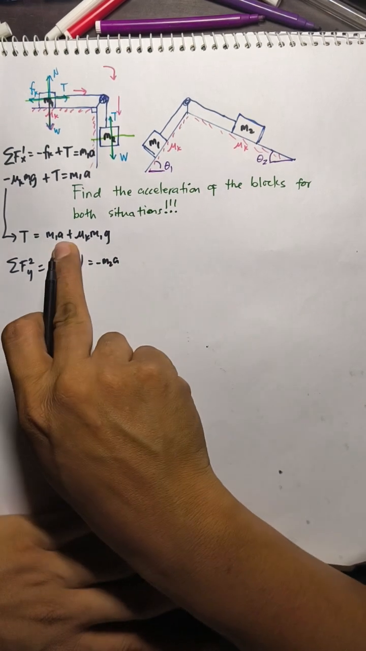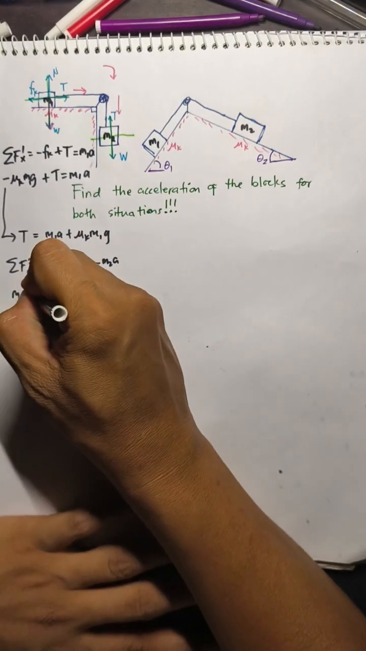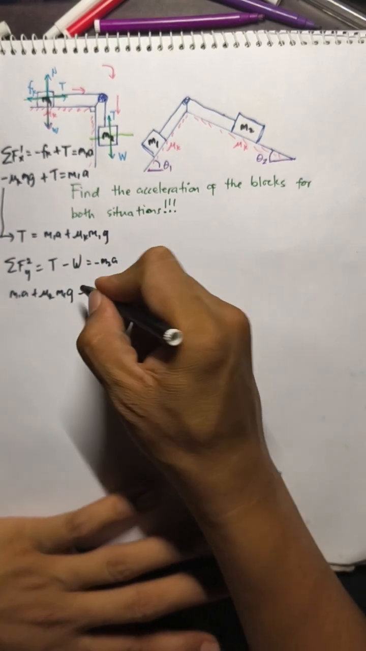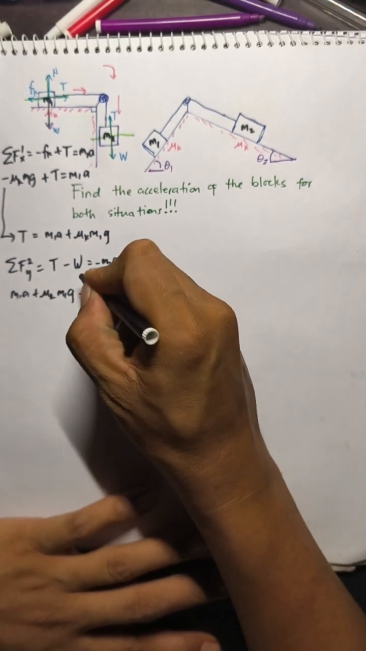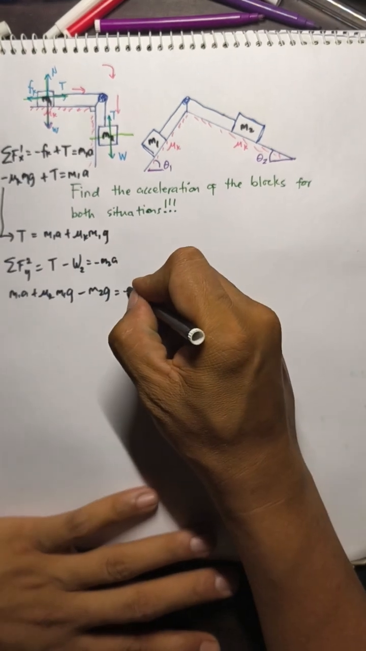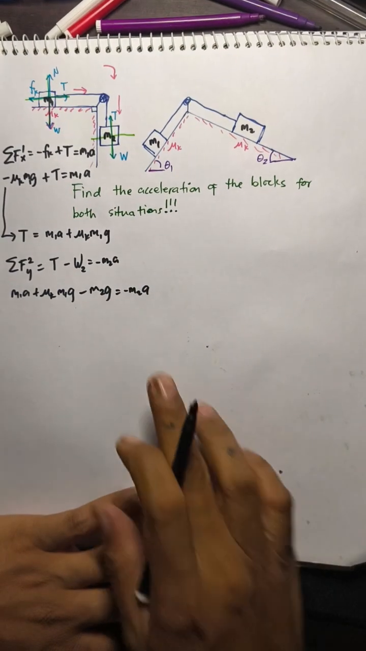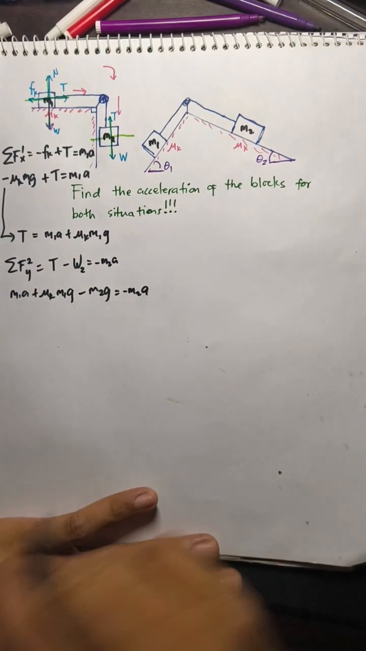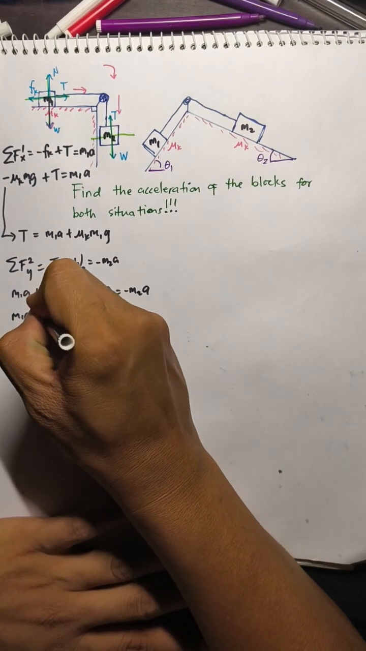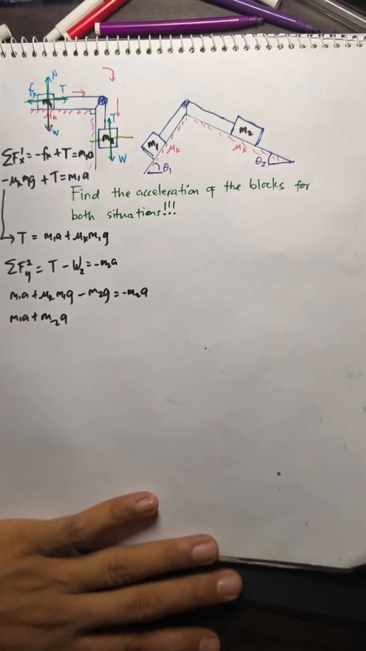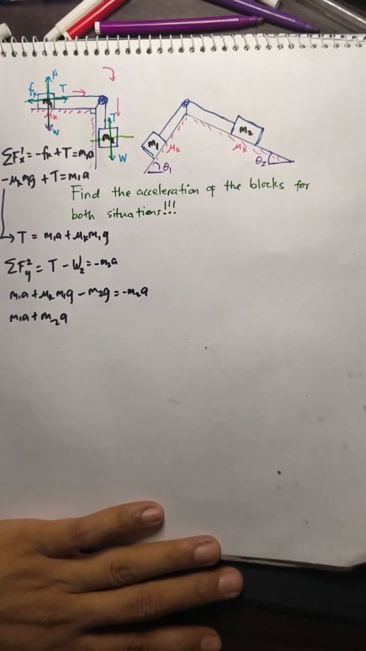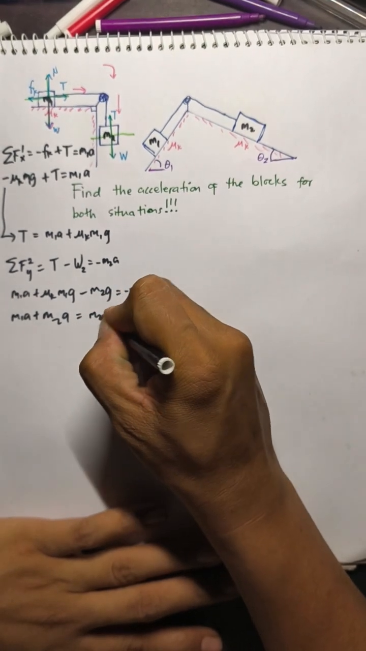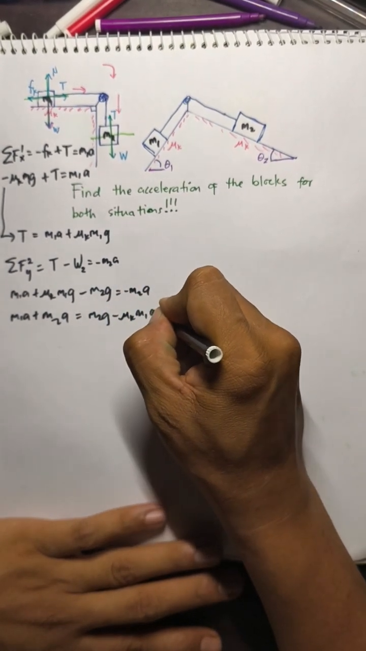And what is our T? This is our T here. So we have m1a plus mu k m1g minus what is the weight? m2g. This is actually weight 2, equals minus m2a. From here, let's move all the terms with a's on this side and those with no a's on the other side. So we have now m1a plus m2a equals m2g minus mu k m1g.